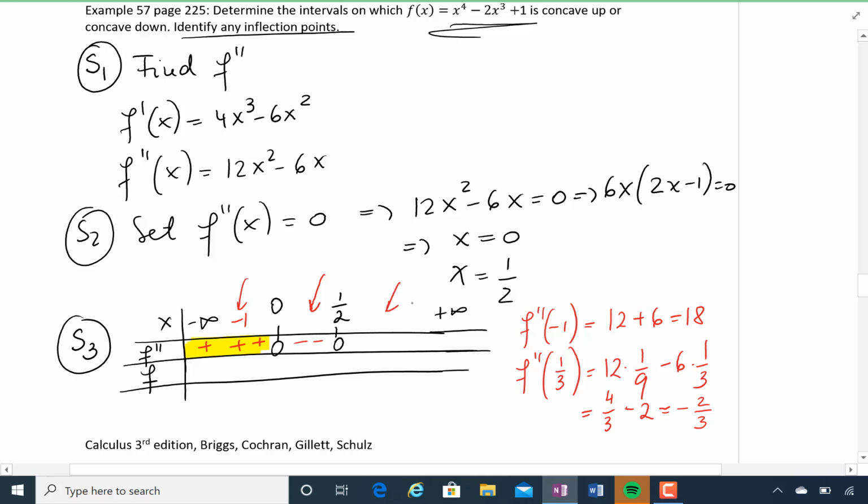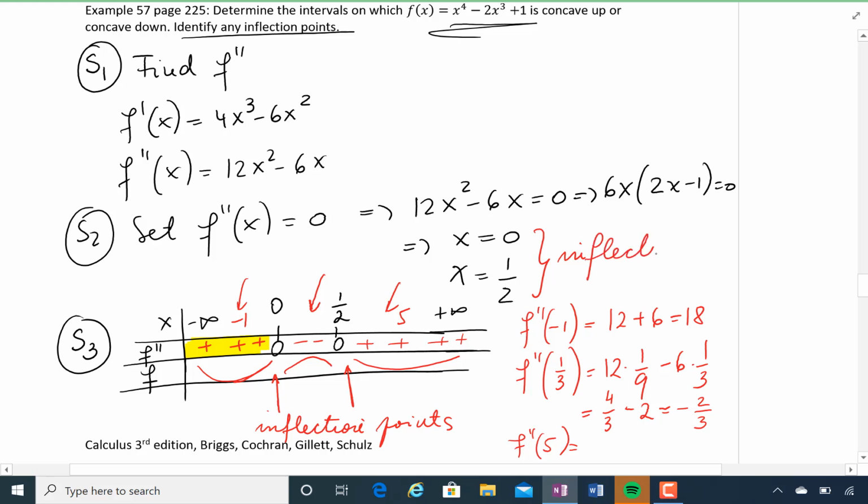And then choose a number in this area. So I can use 5, for example, and calculate f double prime of 5. Well, f double prime of 5 is going to be positive. What does that mean? It means on this region it holds water, so it's concave up, concave down, and concave up. What does that mean? Well, this point here, because it changes sign, and this one is changing sign, they are inflection points. So actually, 0 and 2 are inflection points.